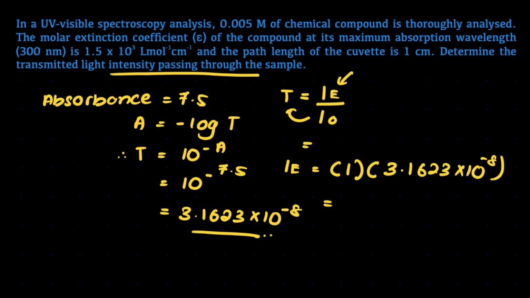Therefore we will say that the intensity of light passing through the sample should be equivalent to 3.1623 times 10 to the power of negative 8. So this is the final answer for this question.